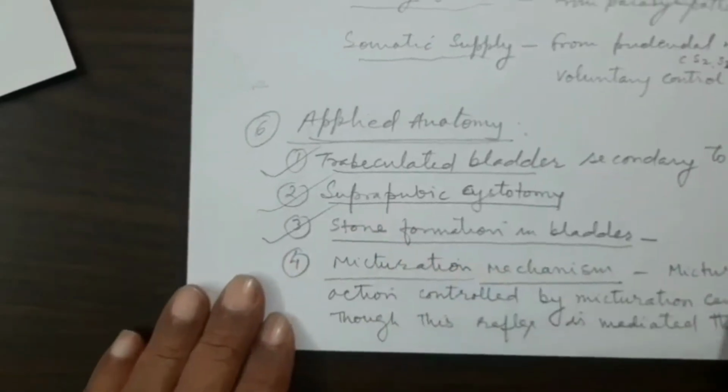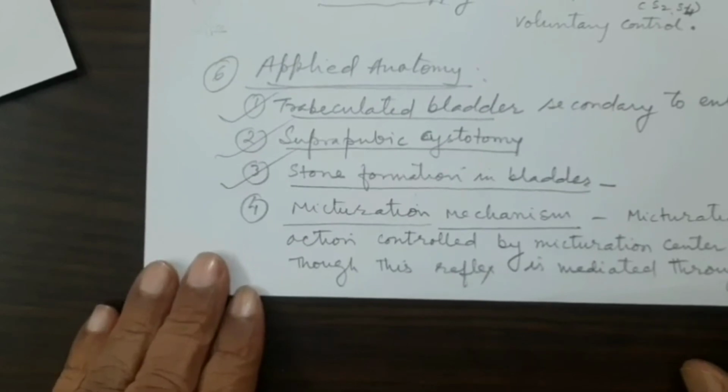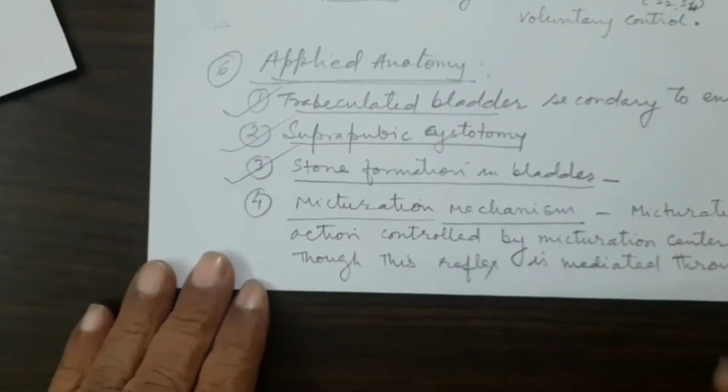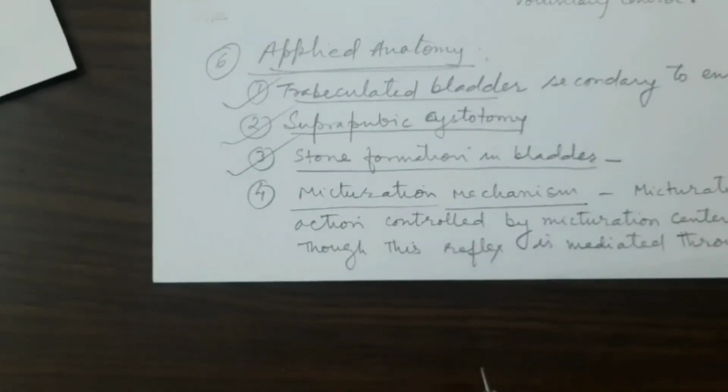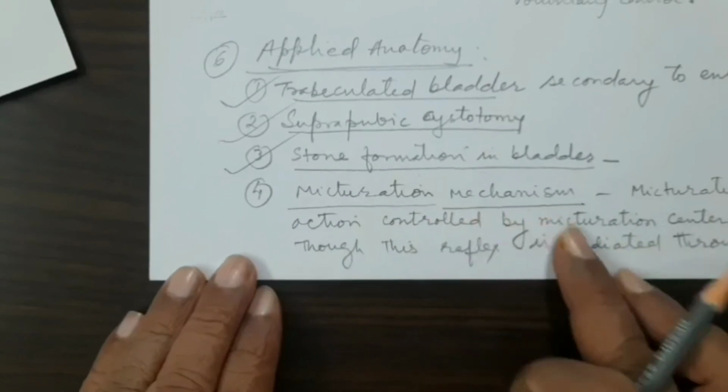Then the third applied importance is stone formation in the bladder, because the urine remains here for a long time, for a few hours, and gets concentrated, so stone may form here in the bladder. Now we come to the last applied importance, the micturition mechanism.